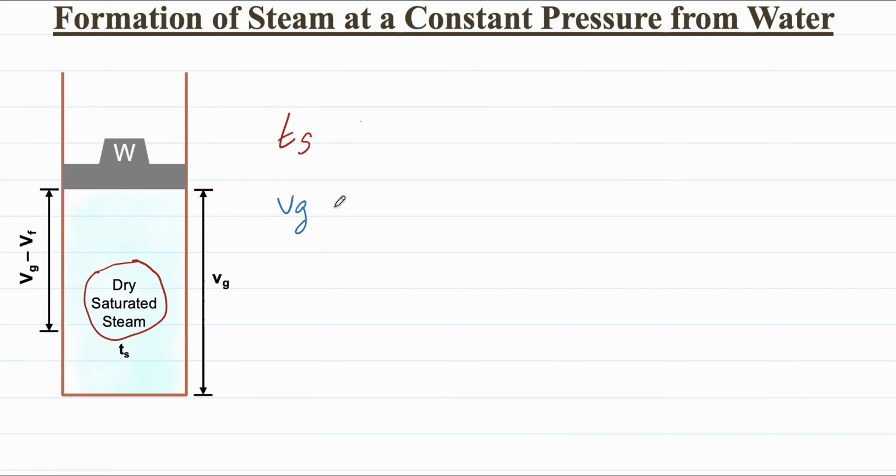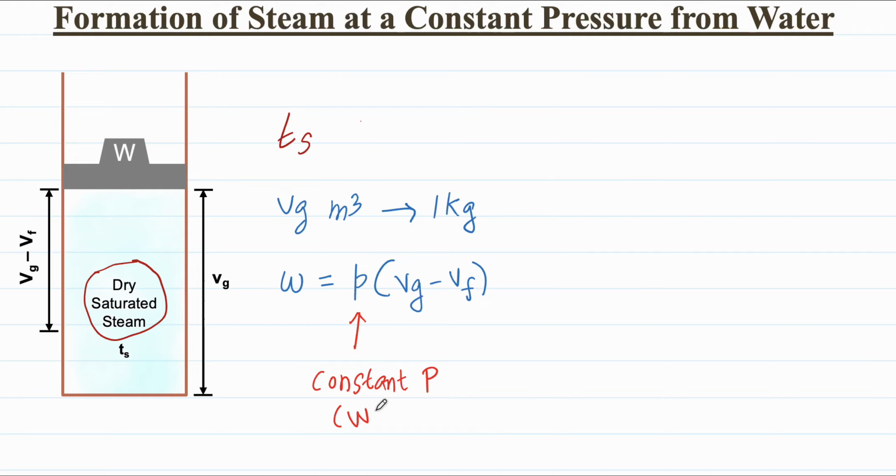If Vg meter cube is the volume occupied by 1 kg of dry and saturated steam, then the work done on the piston, because the steam is expanding, can be given by W is equal to P into (Vg minus Vf). So this P is the constant pressure due to the weight W placed on the piston. Vg is the volume of dry and saturated steam, and Vf is the volume of water.